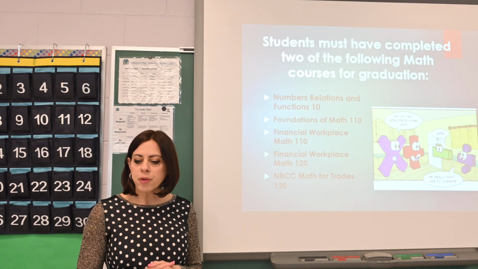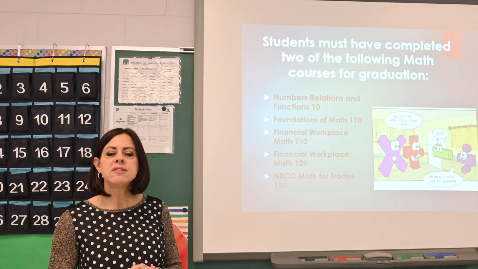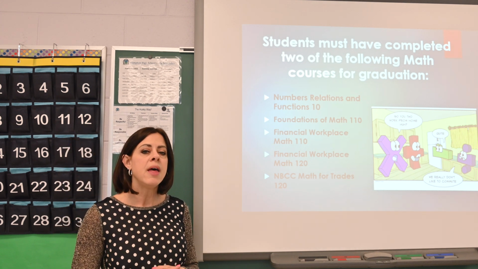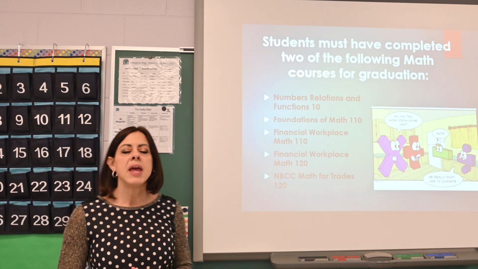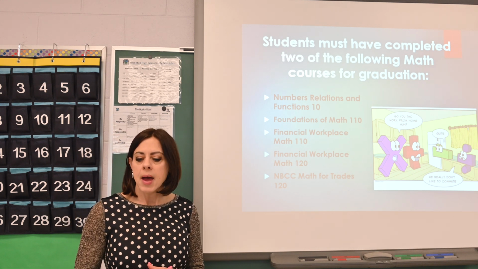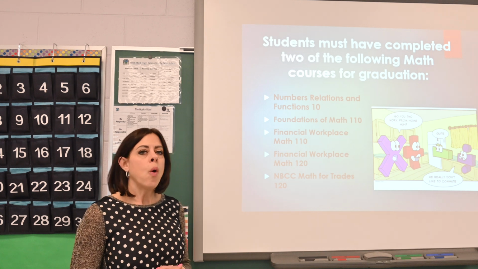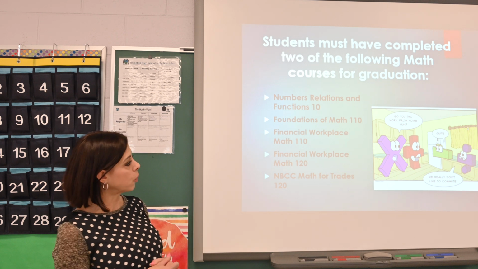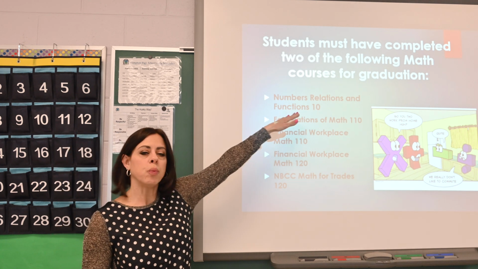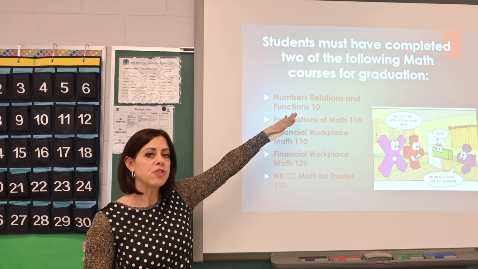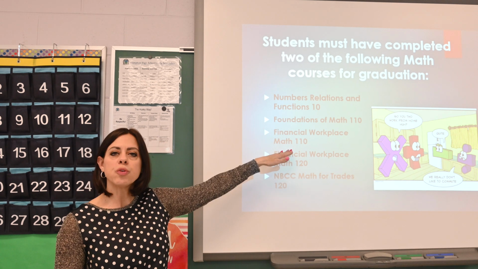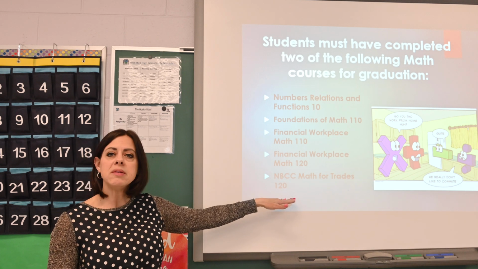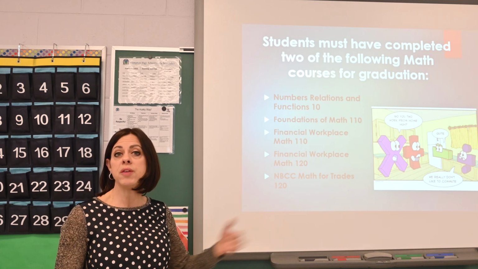Students also need 2 math credits to graduate. So from this list, if they did complete and pass numbers, relations, and functions in grade 10, that does count as one of their math credits. If they continue on to level 2 math, that would be Foundations of Math 11, or if they move into the level 3 math track, that would be Foundations of Math, Financial Workplace Math 11. Now, some students would not have completed numbers, relations, and functions, and those students would do Financial Workplace 11, and then in grade 12, either Financial Workplace 12 or NBCC Trades Math, or certainly both if they want to do that.